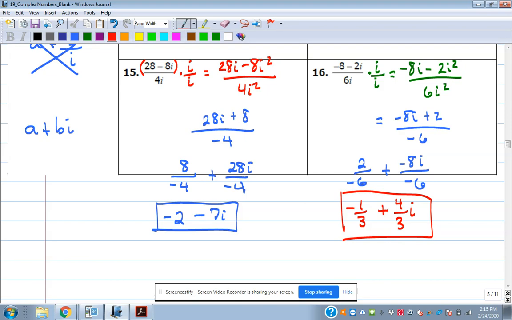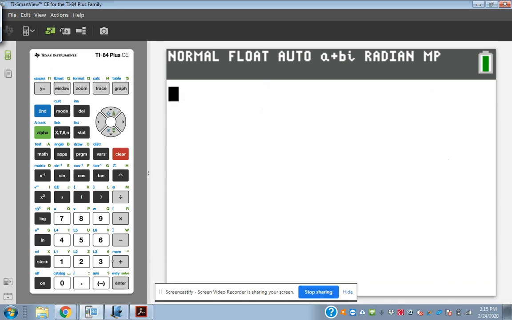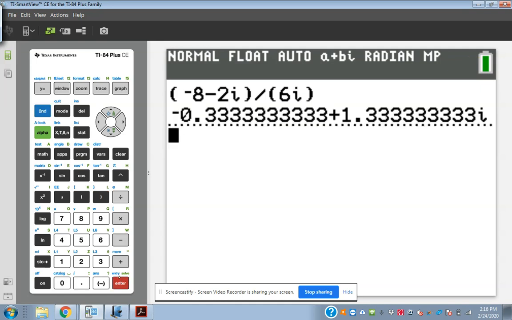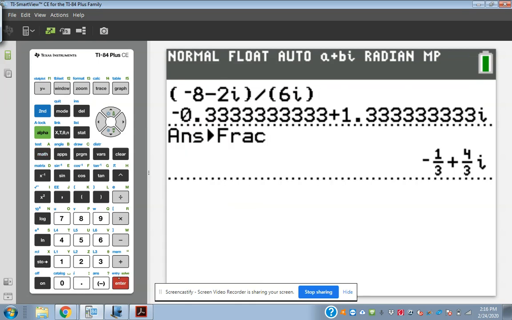Okay. So with my calculator, if I wanted to check that, again, I'm going to put the parentheses around the stuff in the top. Negative 8 minus 2i divided by parentheses 6i. My calculator is set to give me decimal answers back automatically. How do I change from decimals to fractions in the calculator? Y'all remember how to do that? Math, enter, yeah, math fraction. And then there is the fraction version that I got there.